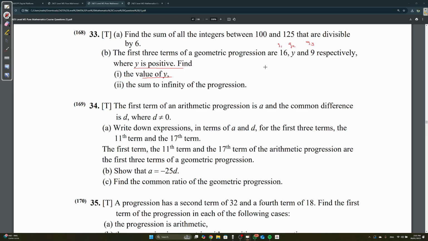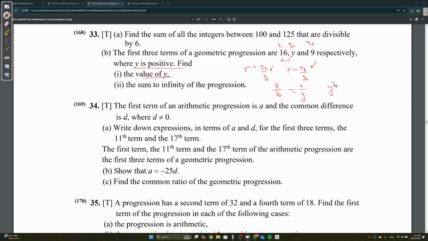So what do we know? Whenever you have 2 consecutive terms, r is equal to g2 over g1. And r is also equal to g3 over g2, right? So these two are going to be equal because they're both equal to r. Whenever you have 3 consecutive terms, the second over the first is equal to the third over the second. So y over 16 equals 9 over y.